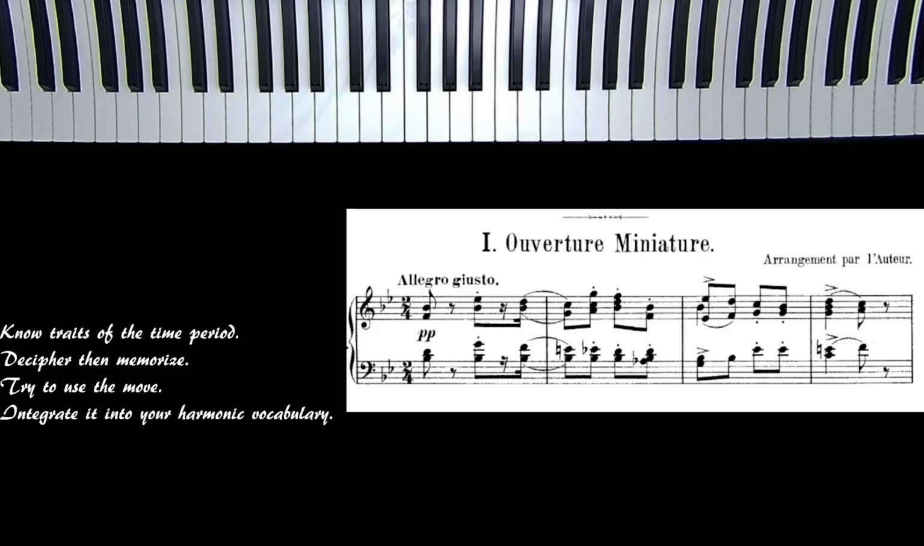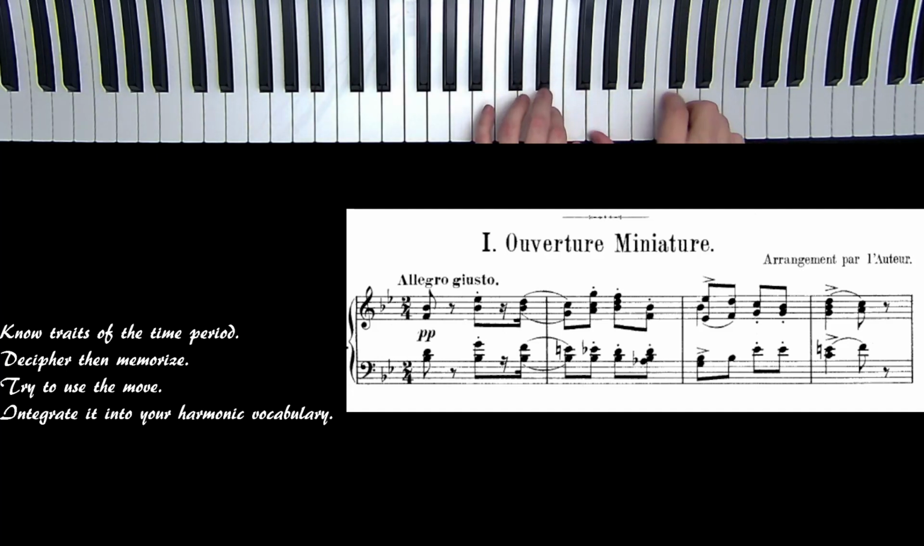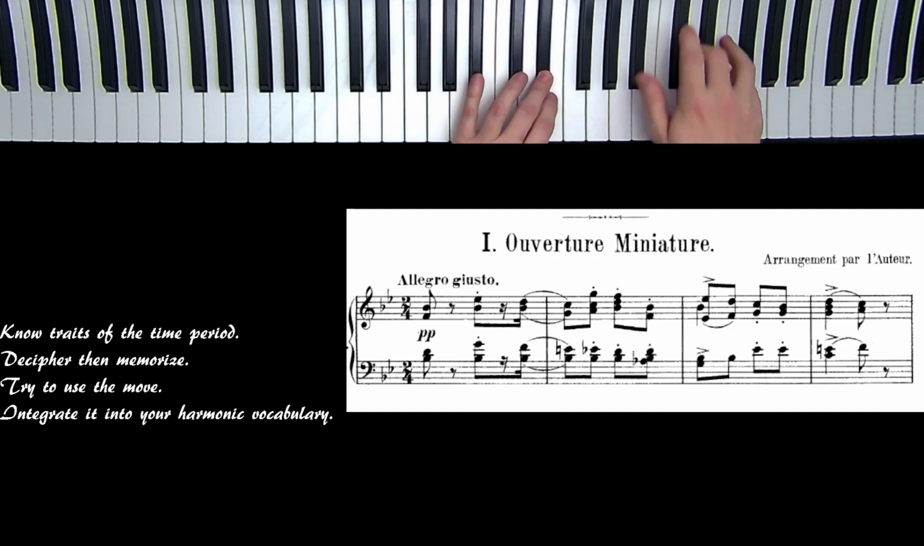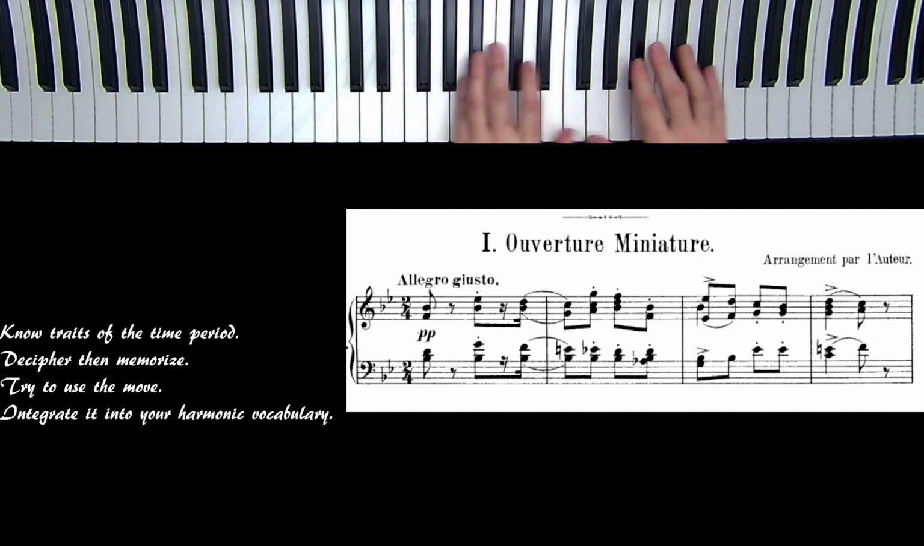So he's kind of tonicizing a chord that's very similar. There's the dominant ninth. There's the half diminished. So this is knowing the time period. This is probably a move you will not find in the Bach era, for instance. So starting over.